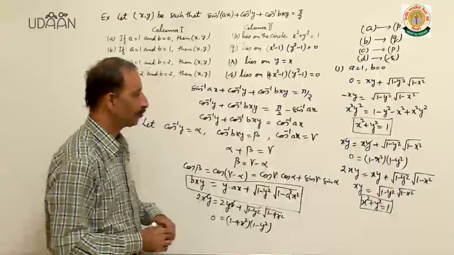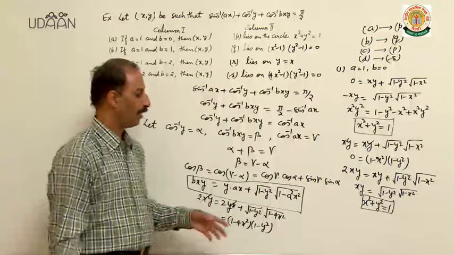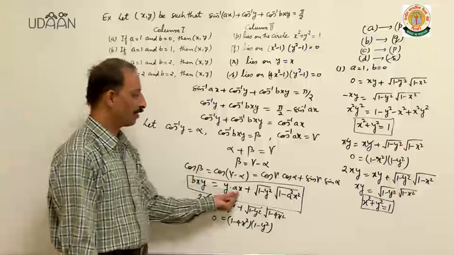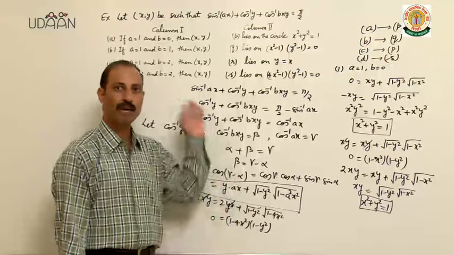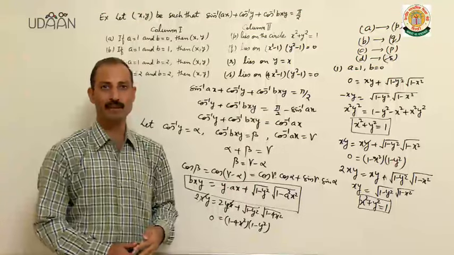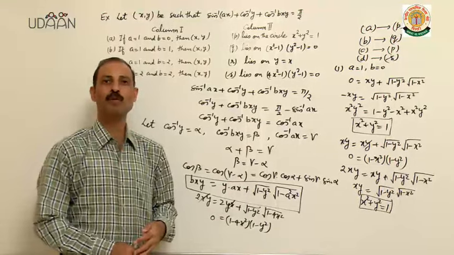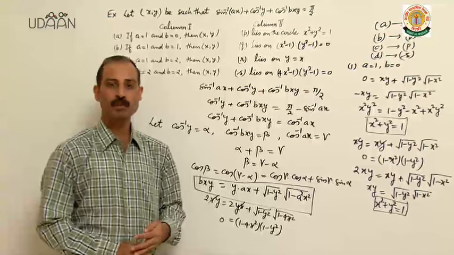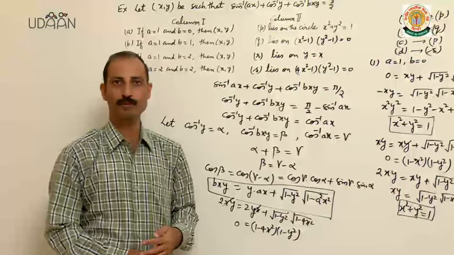Clear, children? What we have done? We have first of all established a relationship, and then one by one we are putting the values according to that. We are getting the relations between x and y. Children, some more questions we have given in the modules. You have to do practice from the modules.